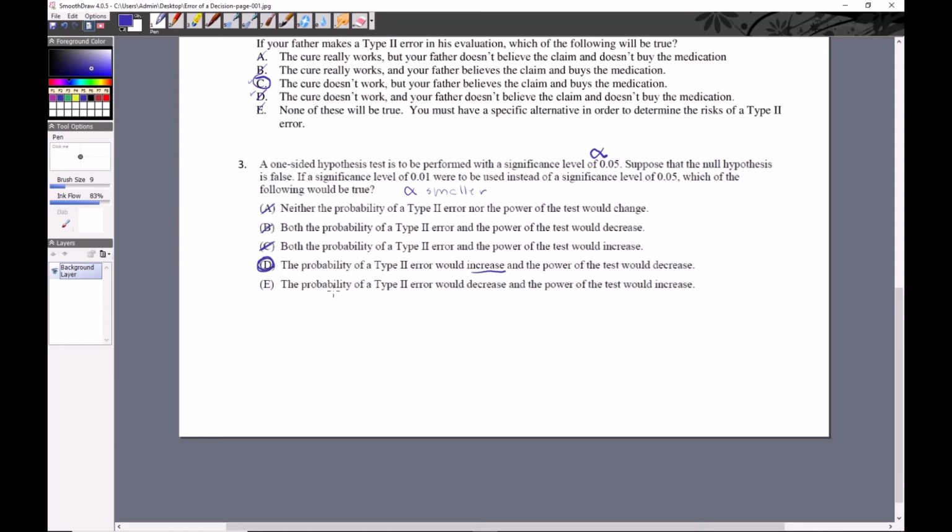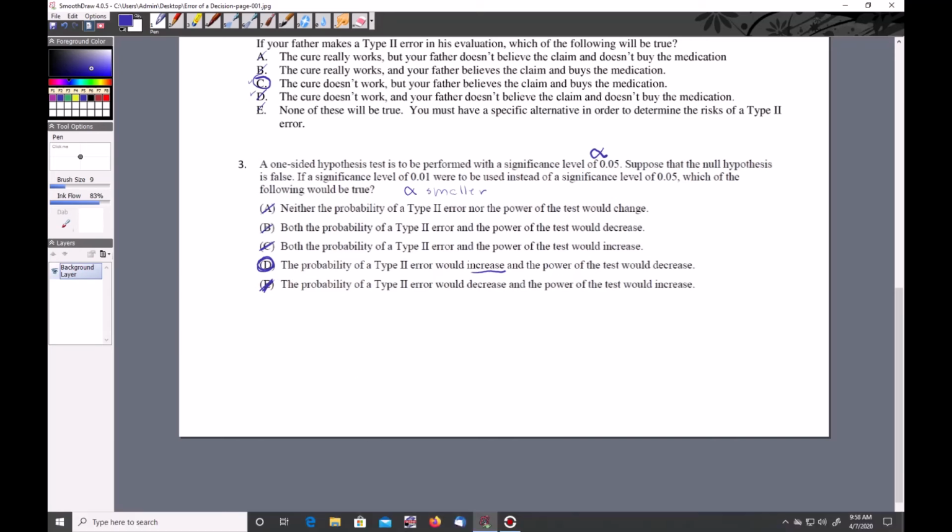All right. For just looking at the last one, the probability of a type 2 error would decrease and the power of the test would increase. Those are in opposition, but if alpha is decreasing, beta should increase. So that is out. All right.